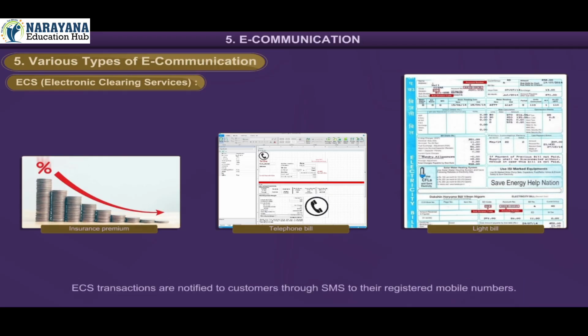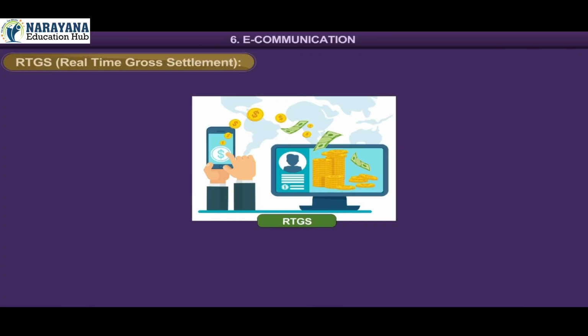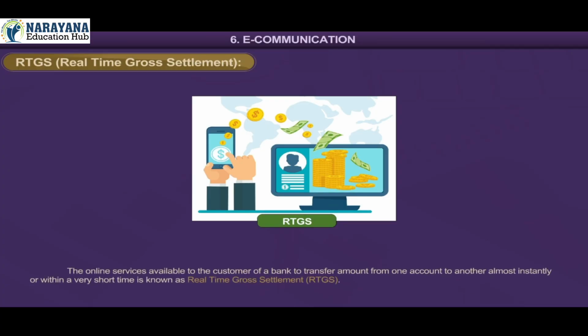RTGS, that is Real-Time Gross Settlement. The online services available to the customer of a bank to transfer amount from one account to another almost instantly or within a very short time is known as Real-Time Gross Settlement, that is RTGS. RTGS transactions are notified to customers through SMS to the registered mobile number. RTGS services are charged by the concerned bank as per their rules.